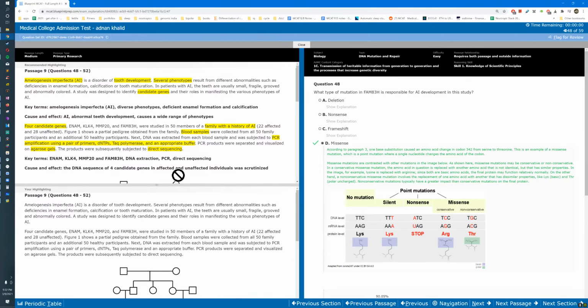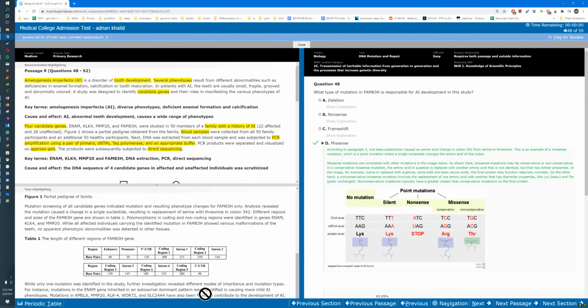Okay, this one, I just looked straight down into the thing, the FAM83H, and it says single nucleotide. So the FAM83H mutation causes a change in a single nucleotide. It's important to know more than that, because if it's a single nucleotide that doesn't change the amino acid, it's a silent mutation, but it replaces the amino acid from serine to threonine. That's called a missense.